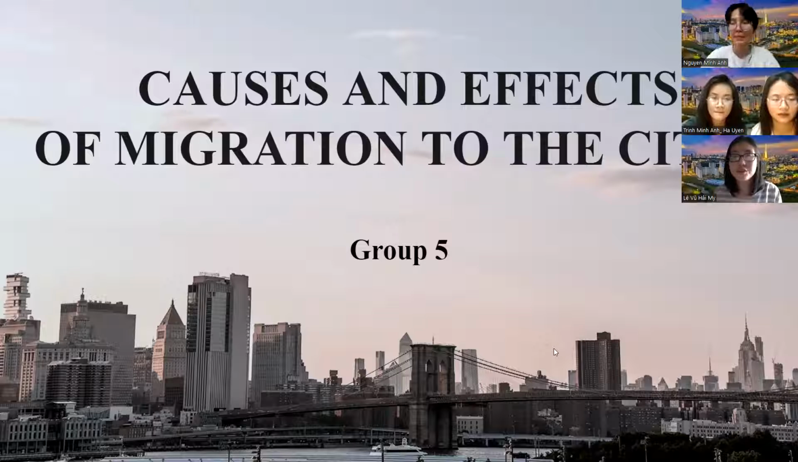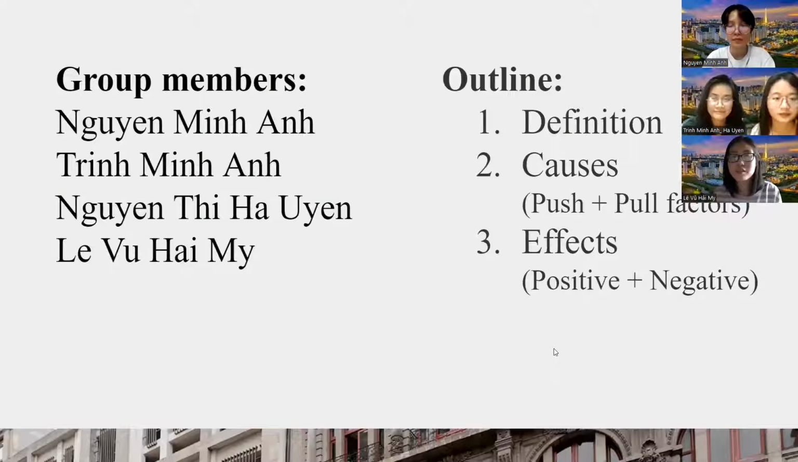Our topic is causes and effects of migration to the cities. Our group is Group 5. We are Nguyen Minh Anh, Trinh Minh Anh, Nguyen Thi Ha Uyen, Lê Vũ Hải My, and our slides include definition, causes, and effects.